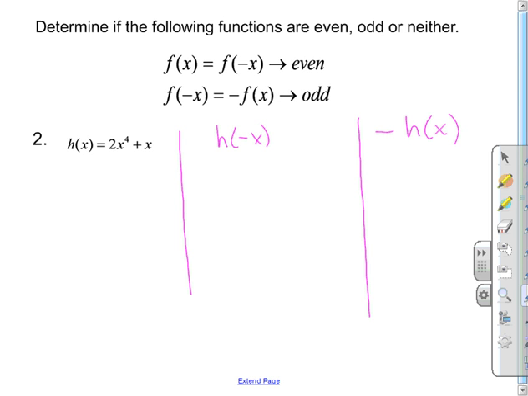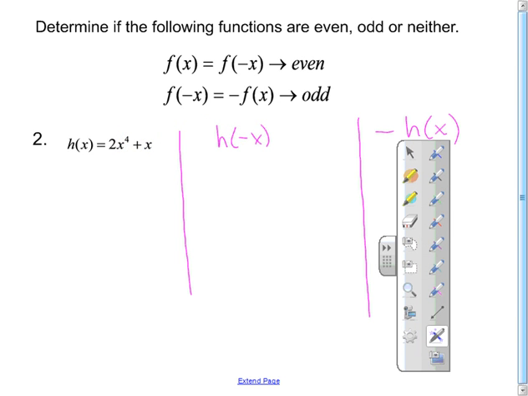Don't let the function notations fool you. In the definitions they say f, but they work for whatever letter: h of x, g of x. It doesn't matter. So don't let that throw you off. Like we said, we're going to compute h at negative x by taking negative x and plugging it in for x in the given function.